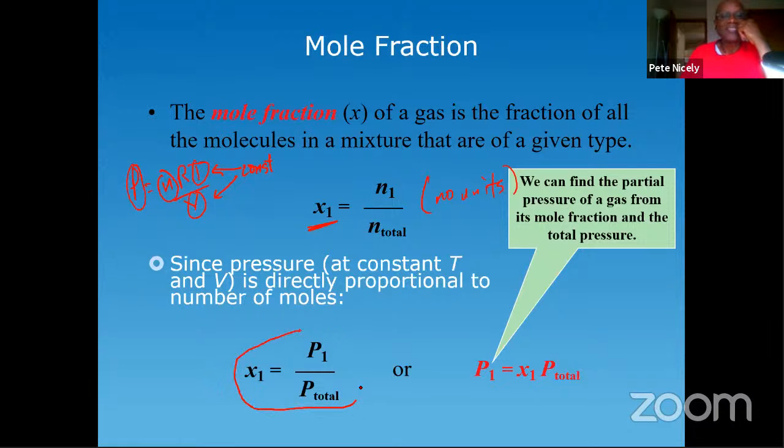The mole fraction is equal to the pressure of gas 1 in a mixture divided by the sum of the pressures of the gases in the mixture, right? Even though this is the actual definition of mole fraction, we can also calculate the mole fraction based off the pressures of the gases in the mixture. Therefore, you can also rearrange this equation to get this here: the pressure of gas 1 is equal to the mole fraction of that gas times the total pressure of that gaseous mixture. So that's basically what the mole fraction concept is all about.